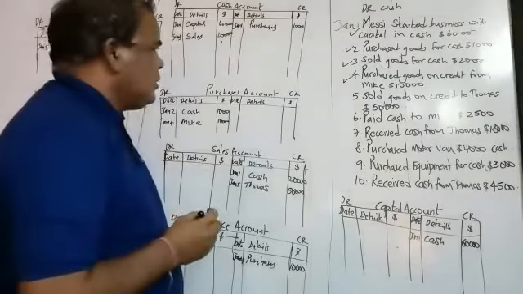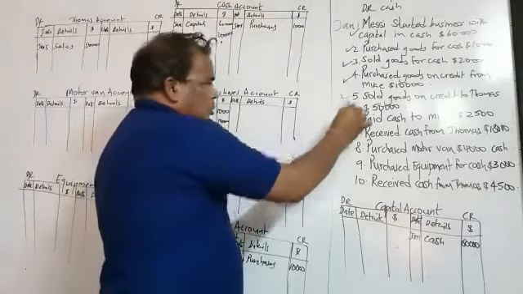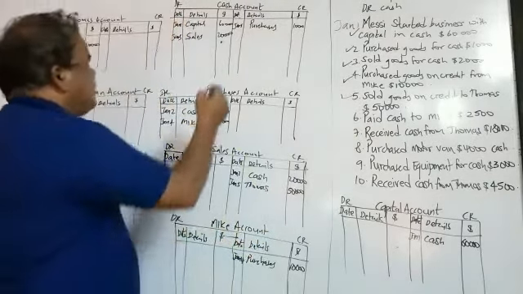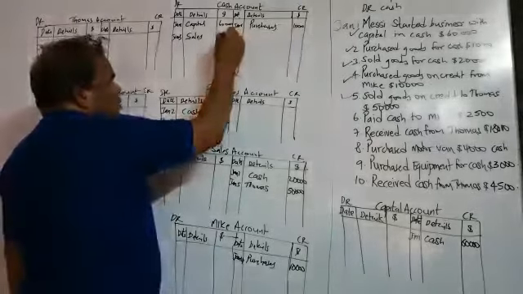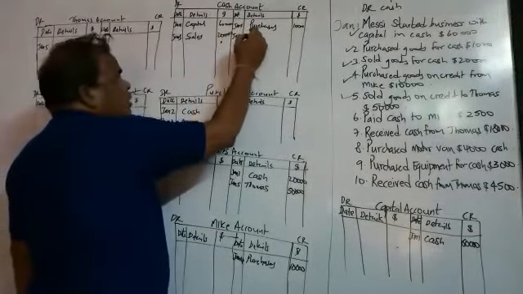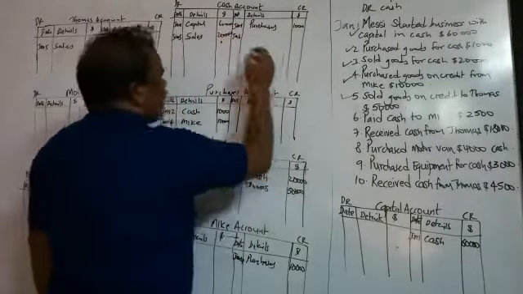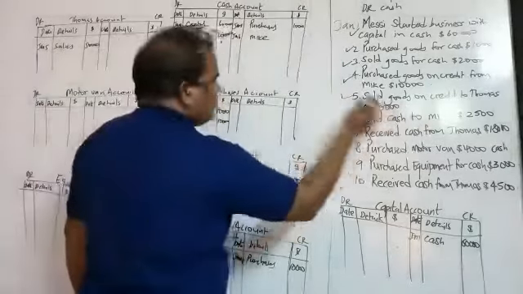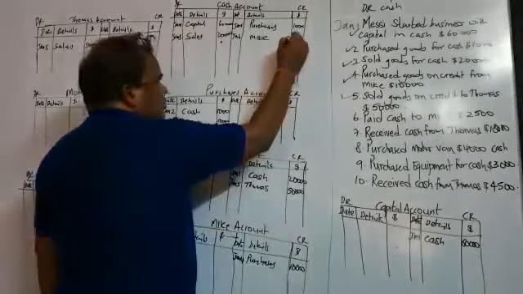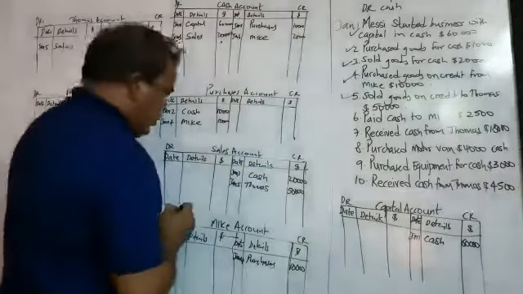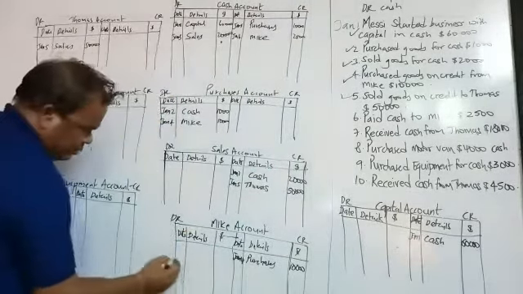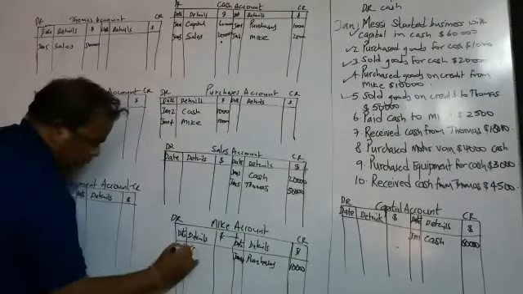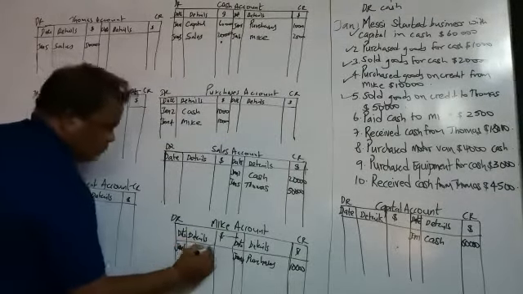And then paid cash to Mike. Credit cash, we write down January 6, we write down Mike, 2,500. Paid cash to Mike. Credit cash, debit Mike. Where is Mike's account? Here on January 6, we write down cash, 2,500.